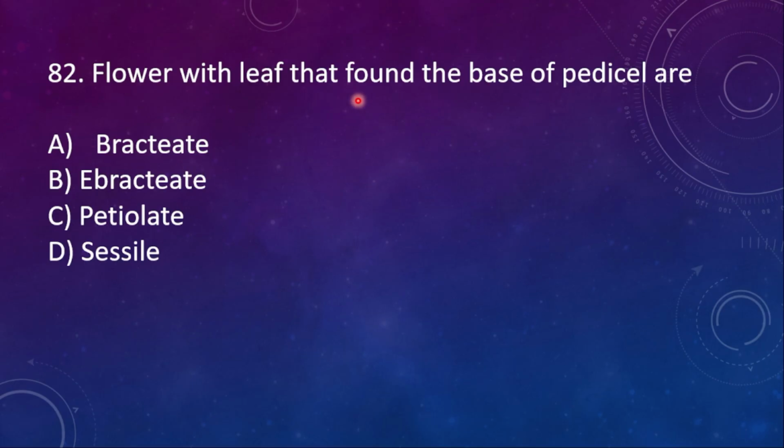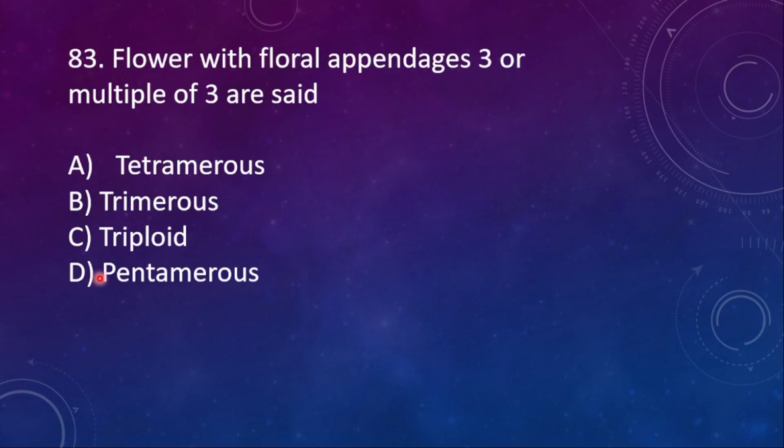82. Flower with leaf found at the base of pedicel are A, bracteate, B, ebracteate, C, petiolate, D, sessile. Here the answer is bracteate, flower with leaf. The flower will have a small leaf, like you can find this kind of leaf in rose, hibiscus, many are there. Then it is said to be bracteate.